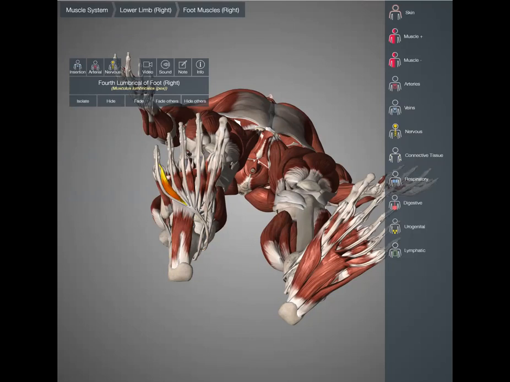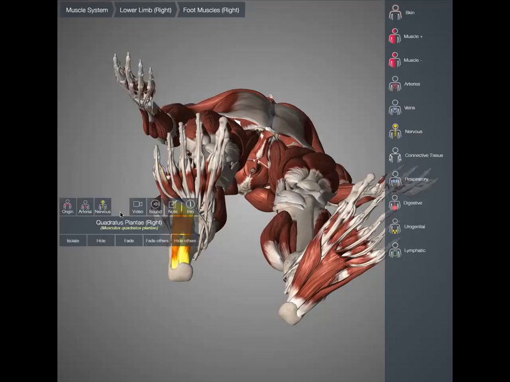Okay. And action, it flexes the metatarsophalangeal joints and it extends the interphalangeal joints. Okay. Flexion of the metatarsophalangeal joint and extension of the interphalangeal joints. Innervation, medial plantar nerve to the 2 medial ones here, and the lateral plantar nerve to the lateral ones.